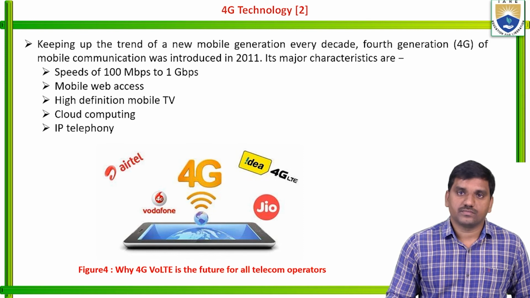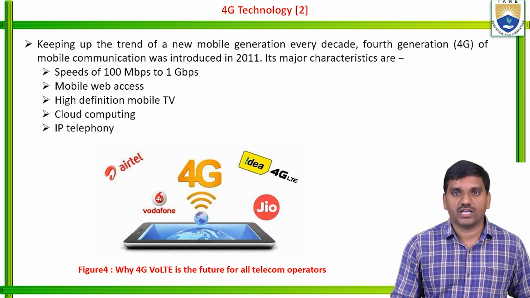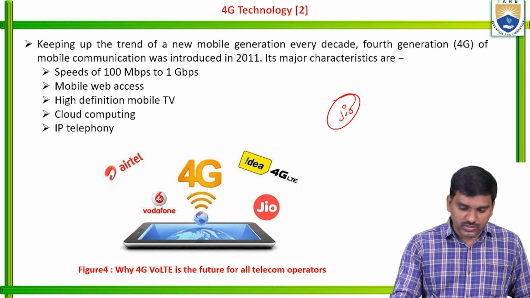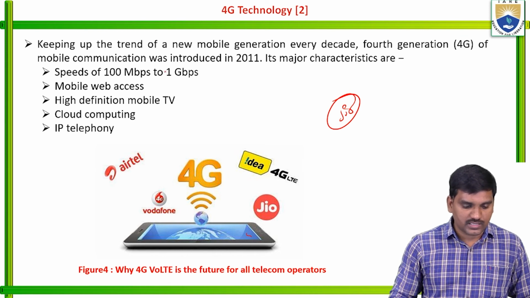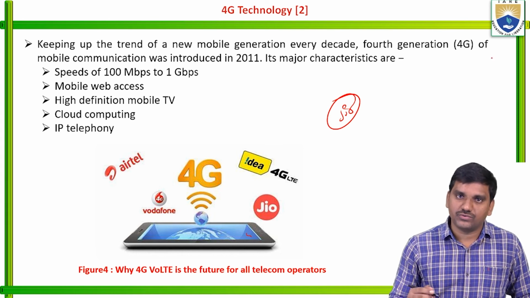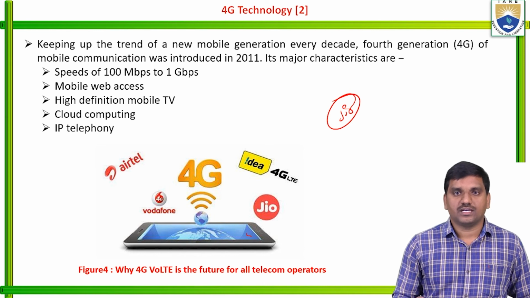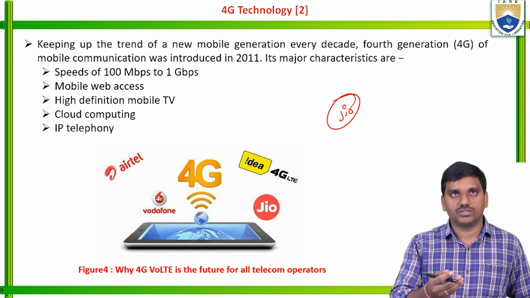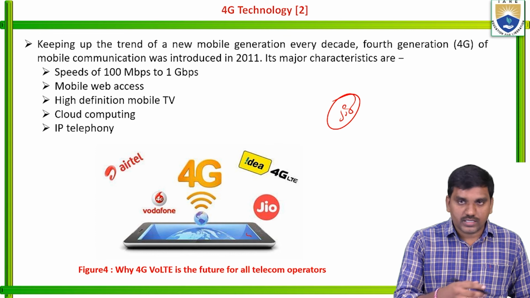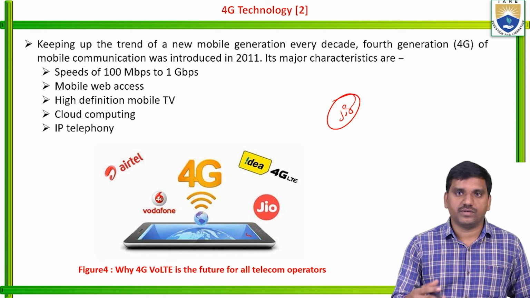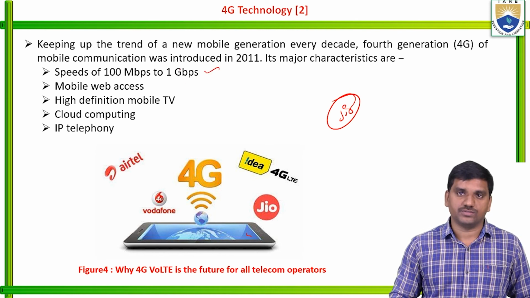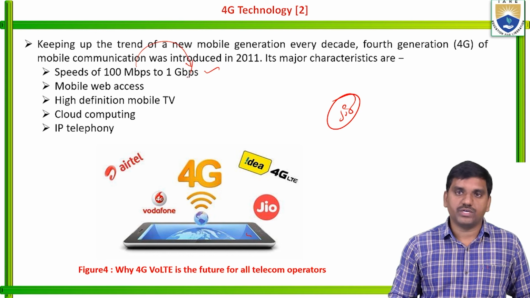Next, 4G. We already know that in 2017 the 4G technology came into force through Jio. With smartphones keeping up the trend of a new mobile generation every decade, the fourth generation. We are using 4G technology nowadays. Also, 3 months ago, the 5G technology was introduced by our PM, depending on the area, like metropolitan cities. Speed up to 100 Mbps to 1 Gbps. So the Mbps transformed into Gbps.